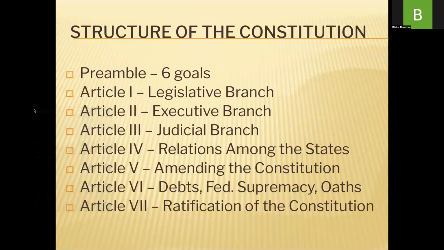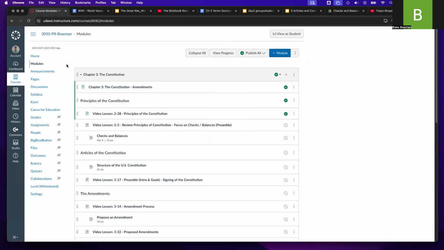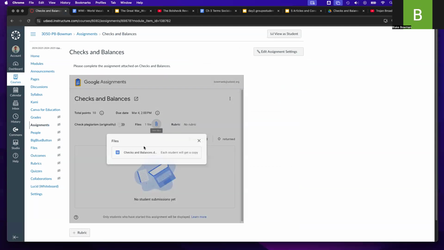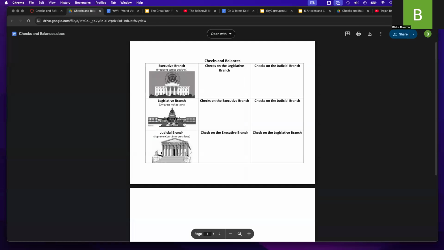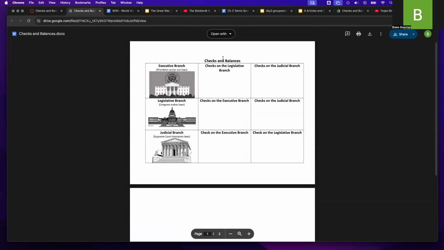All right, real quick, here's your assignment. It's really simple. It's really easy. It's almost elementary-like in a way, but I think it'll open up your eyes to a few of the checks and balances that maybe you didn't really think of. All right, so this is what it looks like. I don't know why it got on a second page, but it does. But I'd like you to fill out this chart.